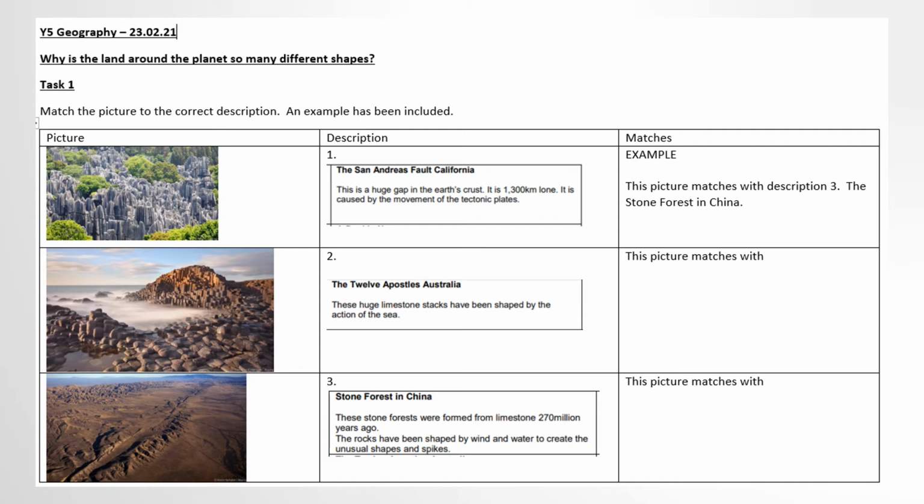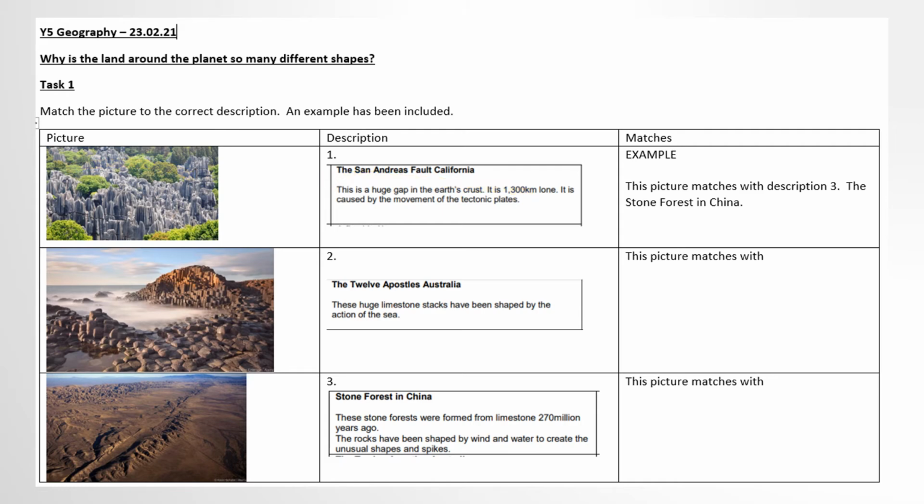Okay, so this is a task for everybody, and Red Group, this is your task for the whole session. Okay, so it says, why is the land around the planet so many different shapes? Task 1, match the picture to the correct description. An example has been included. So this wouldn't be a matching task if I had the picture and the description of that match together. That wouldn't be a matching task, you would just be reading it.